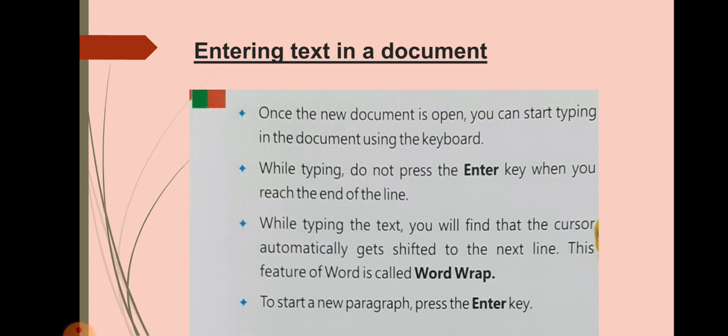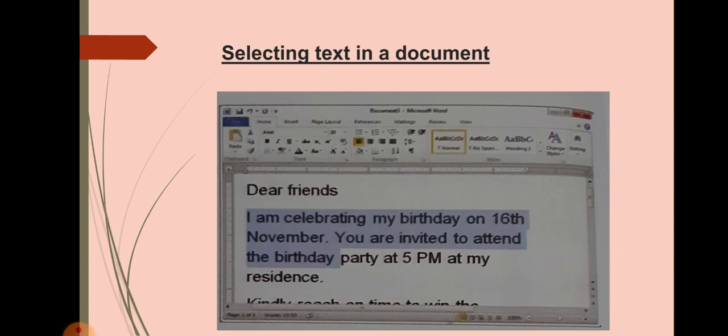To enter text in the MS Word, we simply double click at the position from where we want to start and type text by pressing keys on the keyboard. And we will notice that when we type a character, the cursor moves forward. Now, next is selecting text in a document.